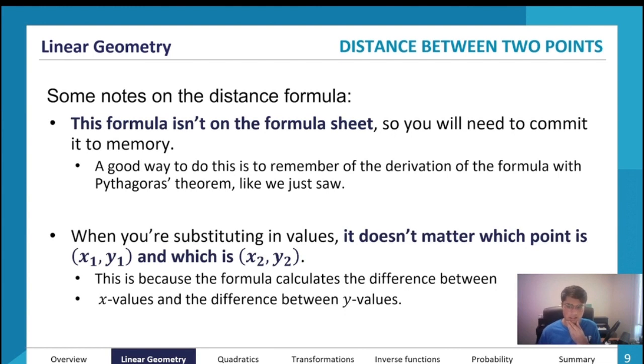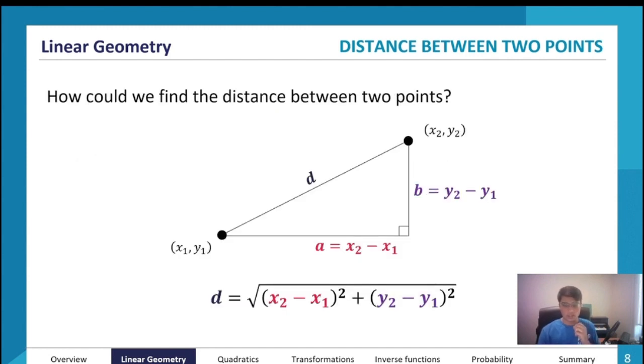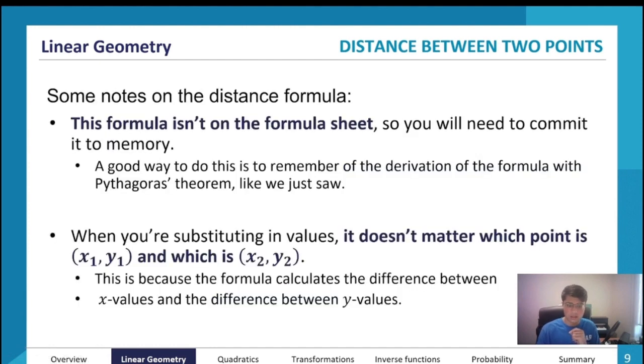Another thing to keep in mind is that it doesn't matter which point you substitute into the equation. So if we go back here, if we were to do x1 minus x2 and substitute that into here, we would still get the exact same value as if we did x2 minus x1, like the formula is telling us to do. The only thing you want to make sure, though, is that if you do x1 minus x2 here, you want to do y1 minus y2 here. You don't want to switch those around, otherwise you'll end up with the wrong answer. And there's a little bit of an explanation there. It's just because the formula calculates the difference between the x values and the difference between the y values. So you can substitute any which point. It doesn't matter.